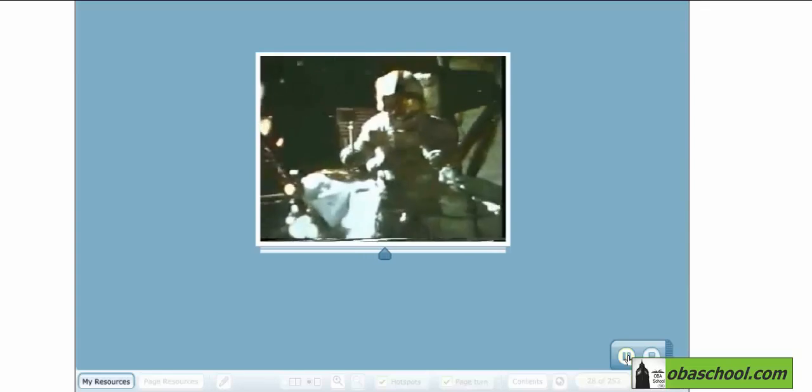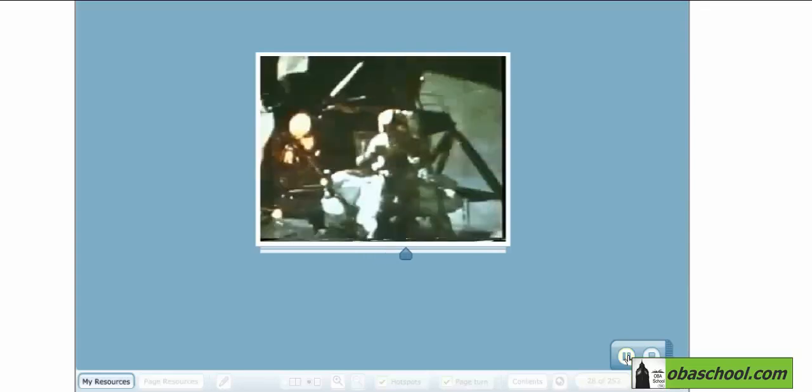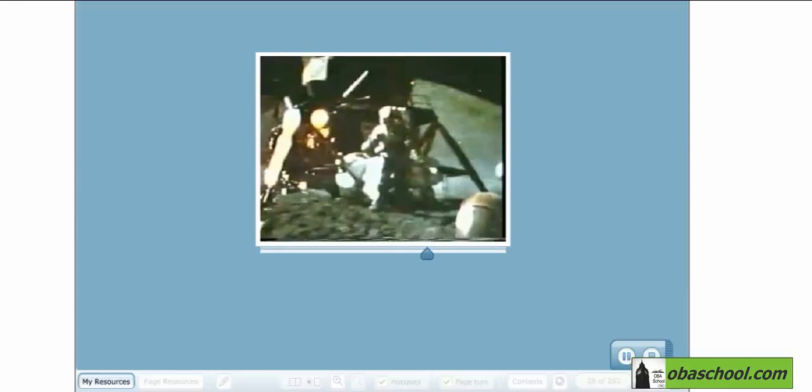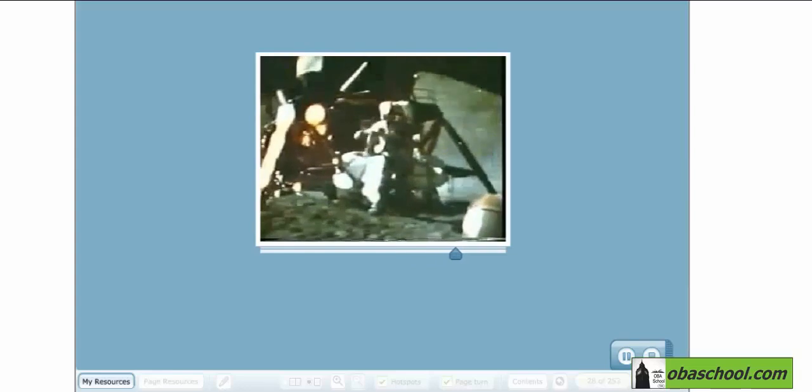So here he's throwing them. If you notice the movement of both the hammer and the feather, they both reach the ground at the same time. This shows how air resistance affects the motion of objects.